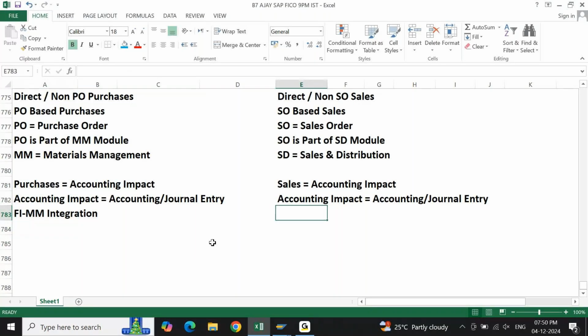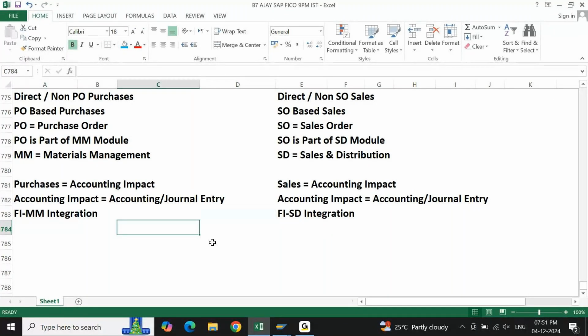Here your FI is receiving the accounting entry from which module? SD module. It is called FI-SD integration. Has anybody heard these two terminologies specifically so far?